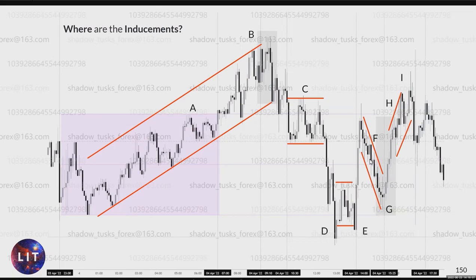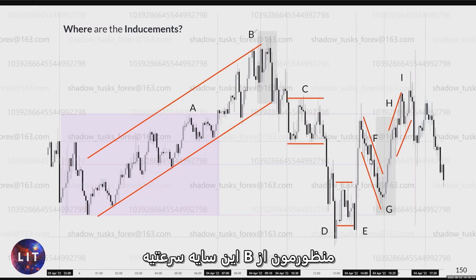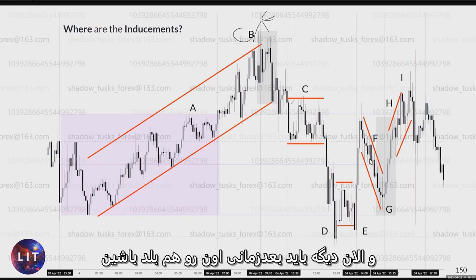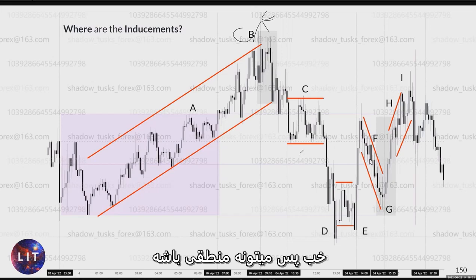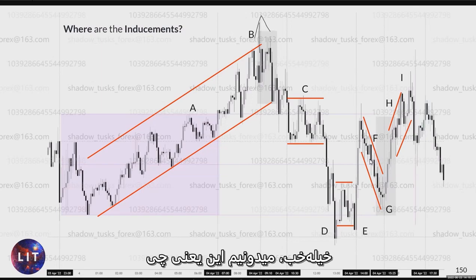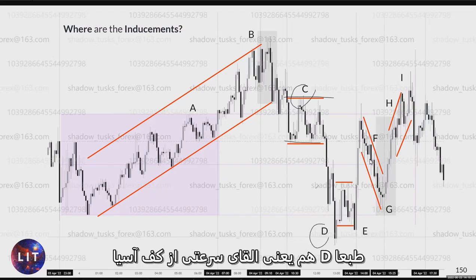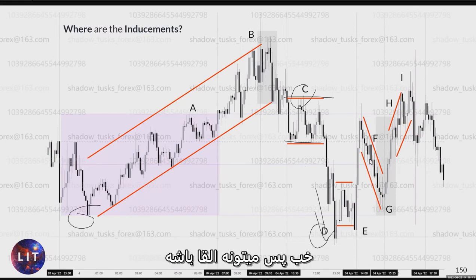Is it A? So A, you already know what that is, right? A is a high, so I'm not sure about A if that's an inducement. B, by B we mean this wick with speed, and you should already know this timing aspect to it, right? So, okay. Could make sense, breaking out of the channel with speed and timing. Okay, we know what that is. Then C, what's going on here? I'm not sure. That's an inducement. D, that means obviously out of Asia low with speed, right? Okay, could be something, right?